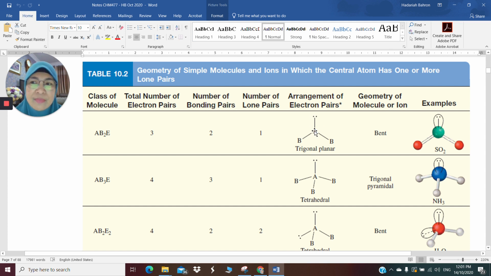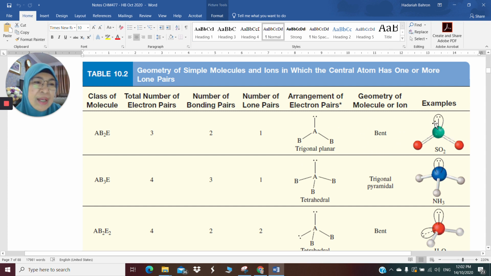So in this situation, what you can see is just this B bonded to A and A bonded to B. What you cannot see is this invisible lone pair of electrons. So what can be seen is just a bent shape. The arrangement of electron pairs is trigonal planar, but the geometry of the molecule is bent, and you have the drawing in this way.